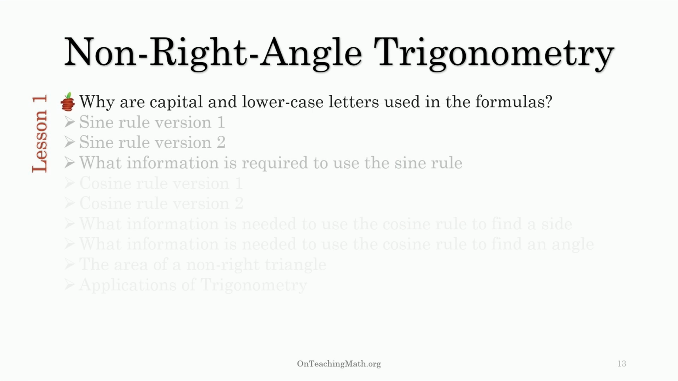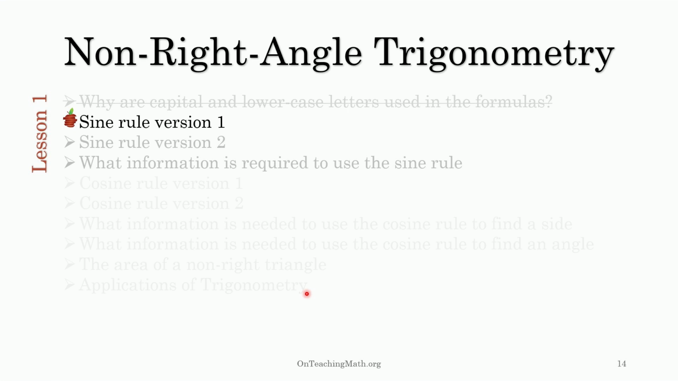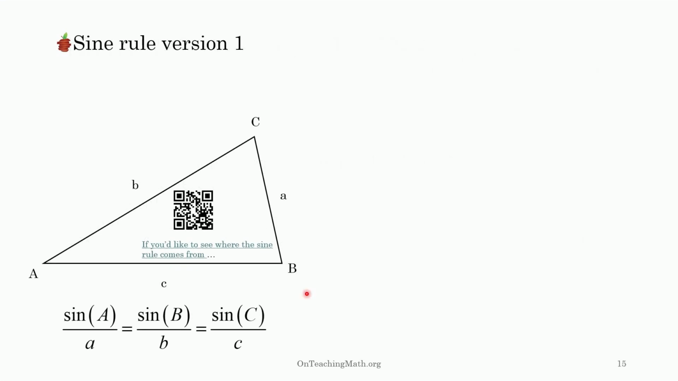All right, so now we just talked about why the capitals and the lowercase letters are there in the formulas. So now let's move on to the very first version of the sine rule, because the sine rule can be written in 2 different ways. So we're going to talk about the first one. It's this, where the sine is on the top and the side, the lowercase, is on the bottom. If you want to know where this comes from, like this rule right here, this formula, you can click the link here. I'll leave it in the description. You can use your QR code if you're looking on a computer screen.